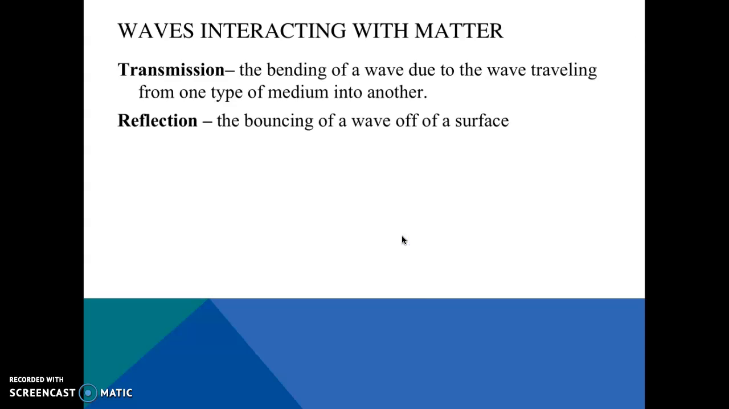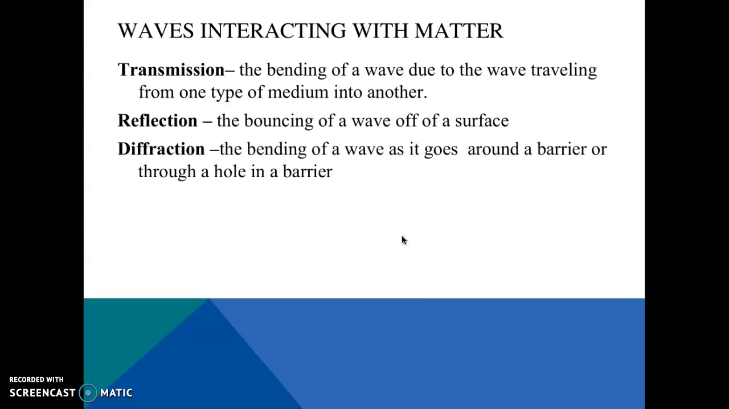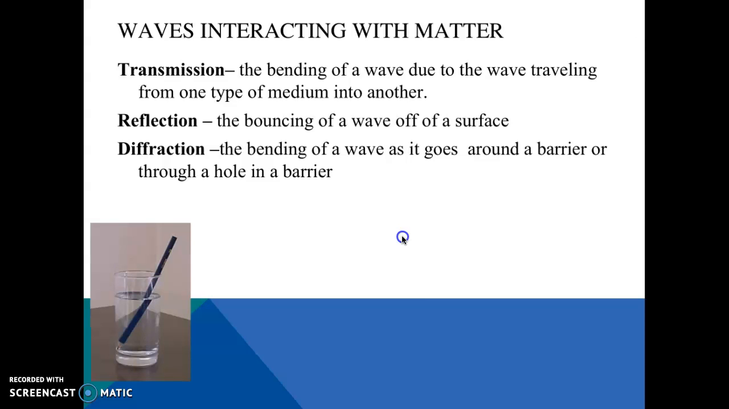Reflection, which you're probably the most familiar with, is the bouncing of a wave off of a surface. So you could see your reflection in the mirror. You see the waves bouncing off the surface. And then diffraction is the bending of a wave as it goes around a barrier or through a hole in a barrier.